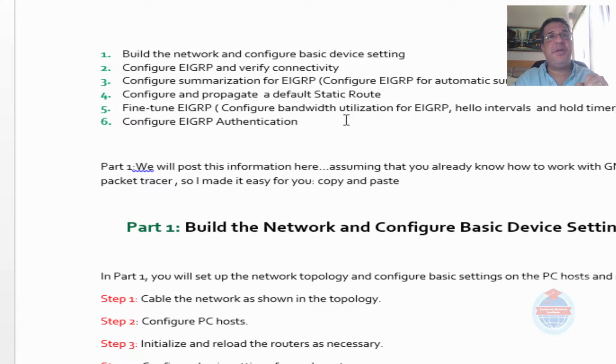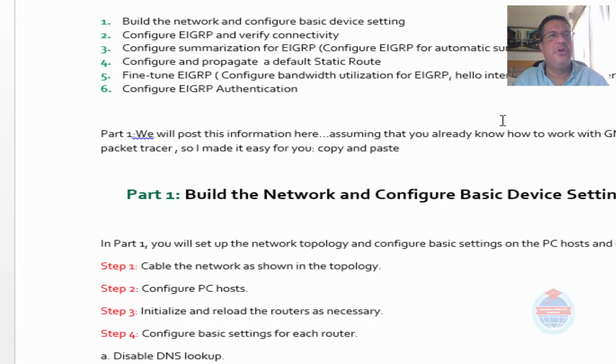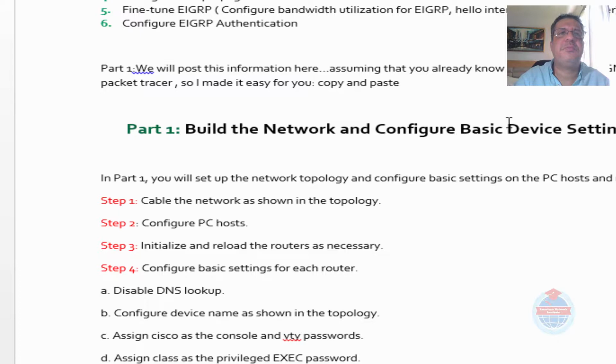Fine tuning the EIGRP that we are going to be talking about, bandwidth utilization. The hello intervals and hold timer. What are they? How we're going to use them and why are they important? And the configuration of EIGRP authentication. Something very important, guys, because we want to make your network secure, so that nobody can get in and you won't have any issues in the future. You can have some peace of mind because you have authentication on each one of the routers.